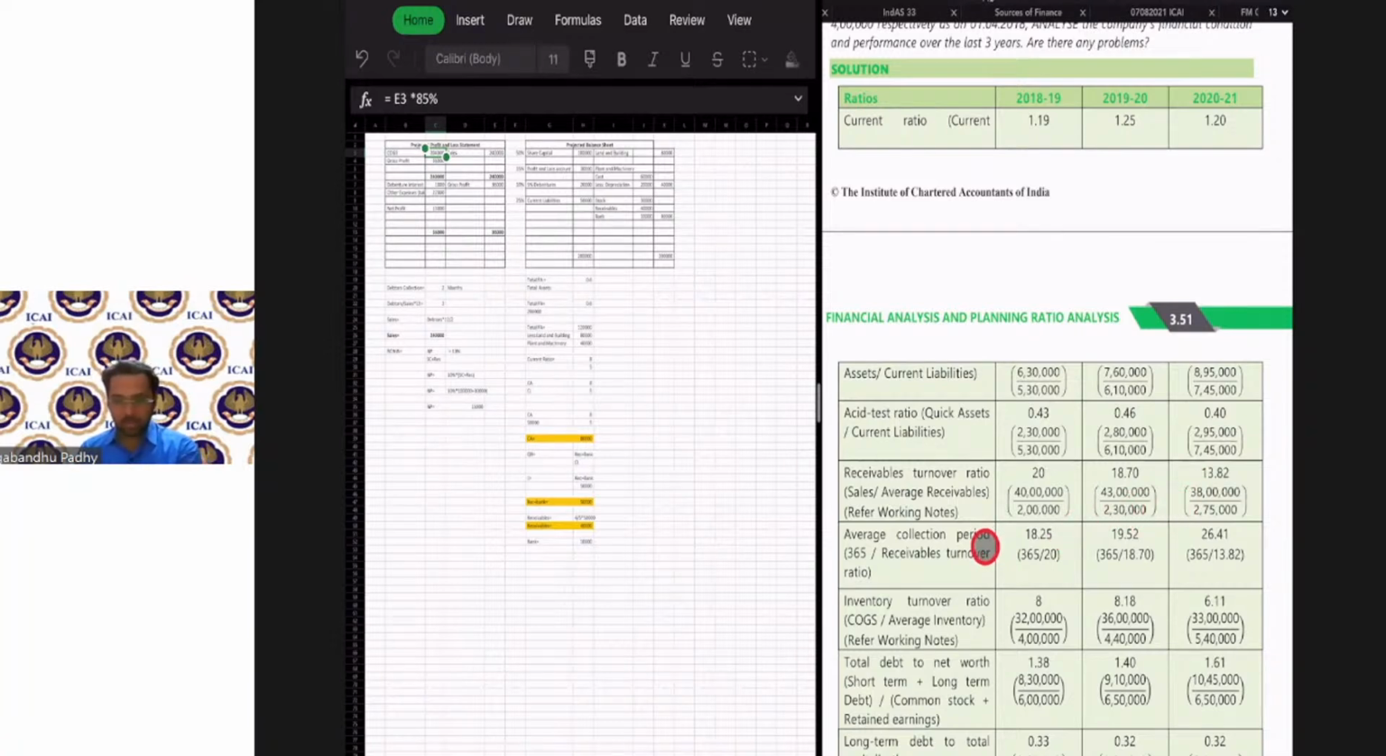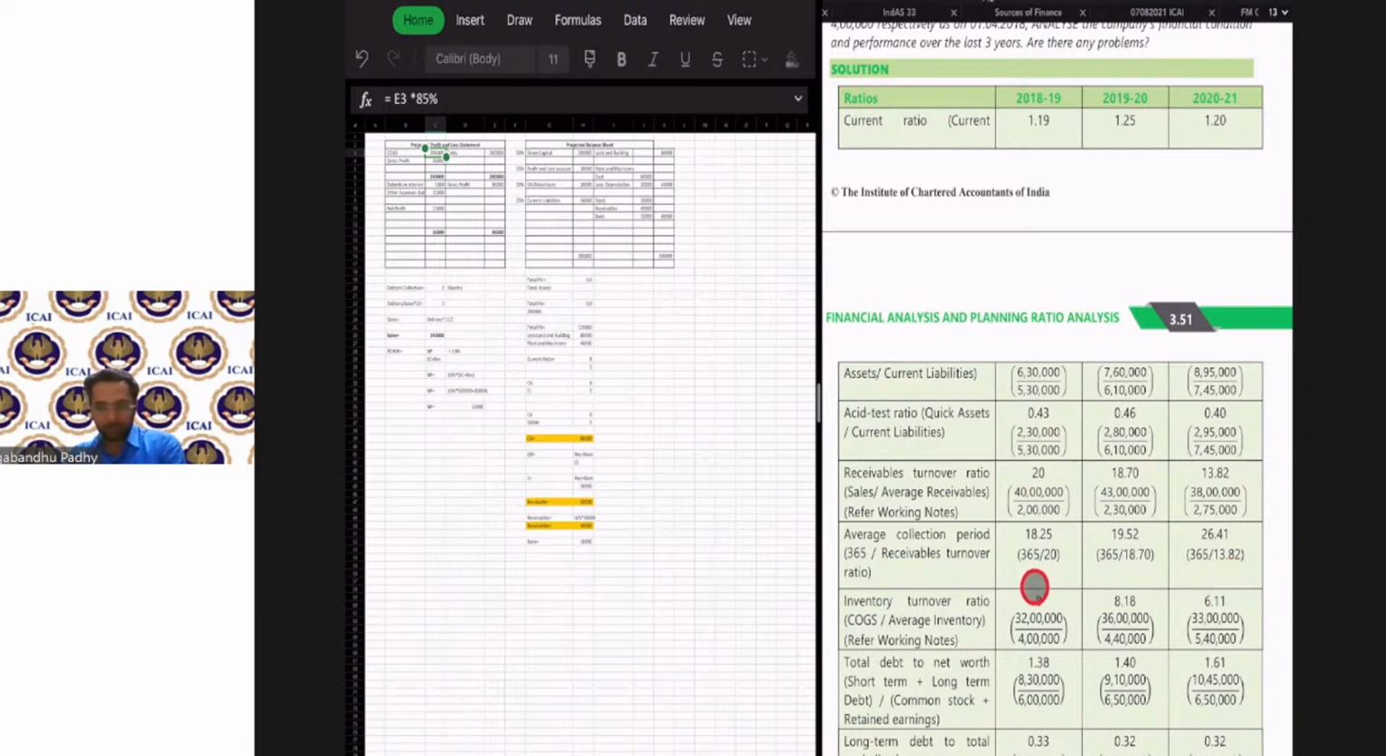Then, if you look at the average collection period, that is in line with our analysis of the receivables turnover. The average collection period is 18.25, 19.52, and 26.41. So more days are being required to collect the money from the debtors. That's a bad sign, right? So they are suffering from liquidity problems.